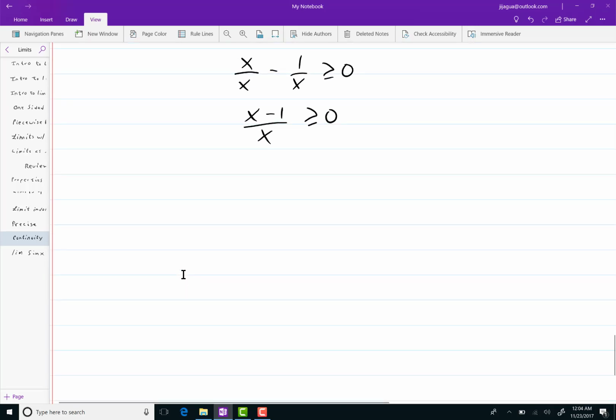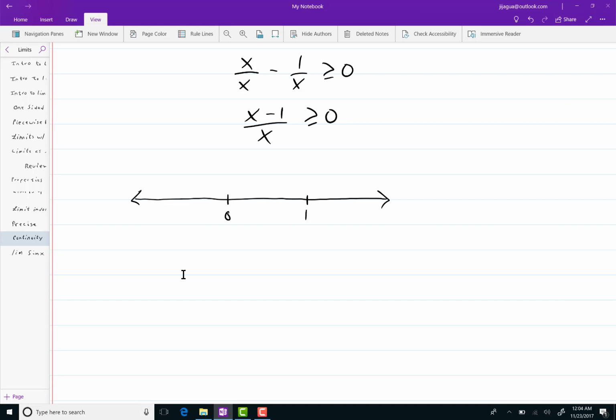So the only place where it's equal to 0 happens when x equals 1, and it is undefined when x equals 0. So obviously x cannot equal 0. What people typically do is draw a number line, and on this number line indicate the important values. 0 is one of them, and so is 1.